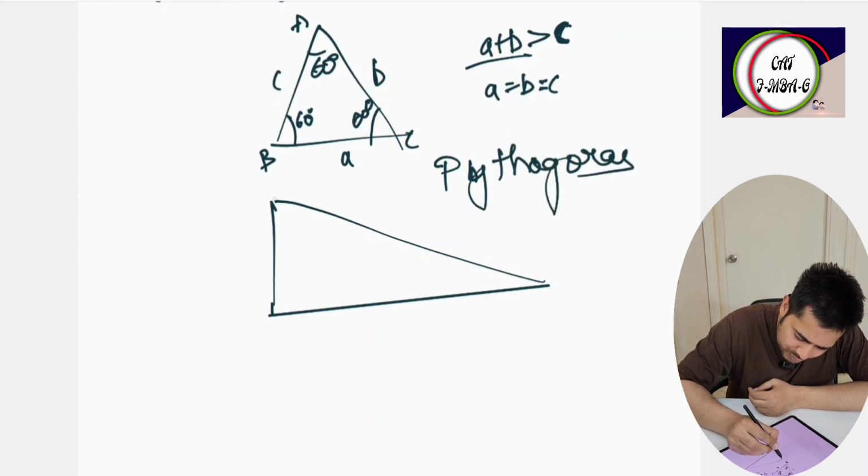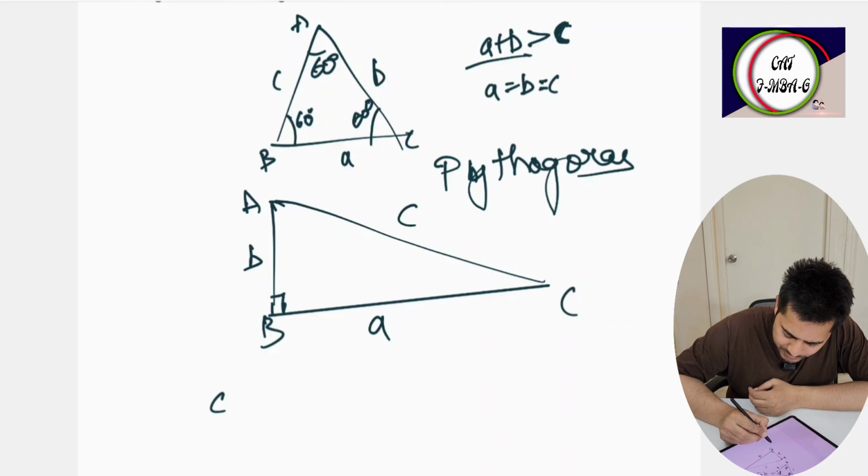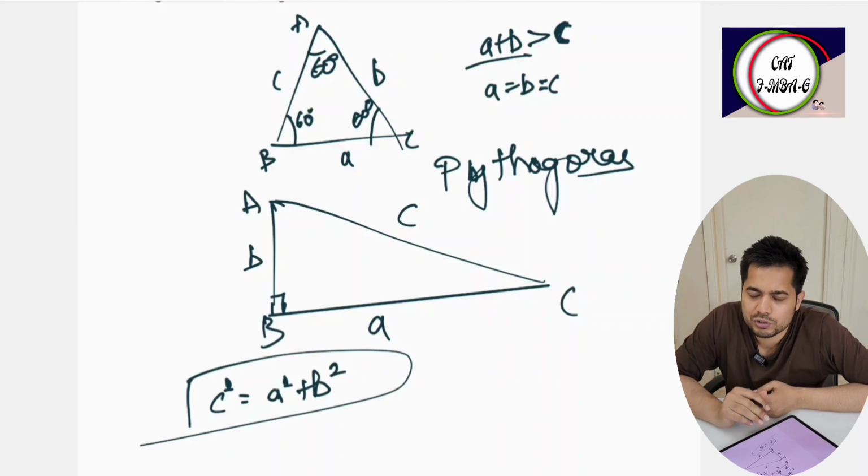Everyone must be knowing, see, A, B, C, this is a right angle triangle. Let us say this is side A, this is side C, this is side B. Everyone must be knowing that C square is equal to A square plus B square. Okay, this is the Pythagoras theorem.